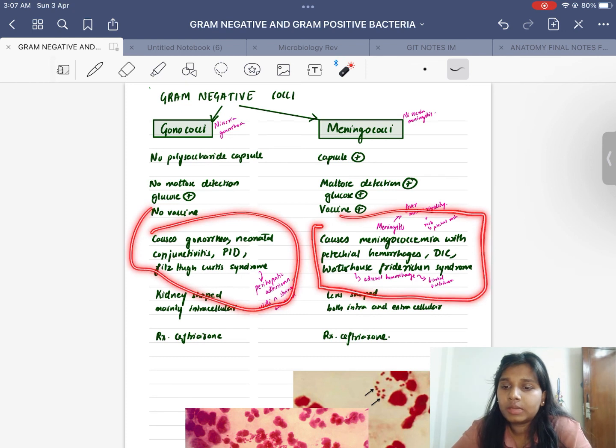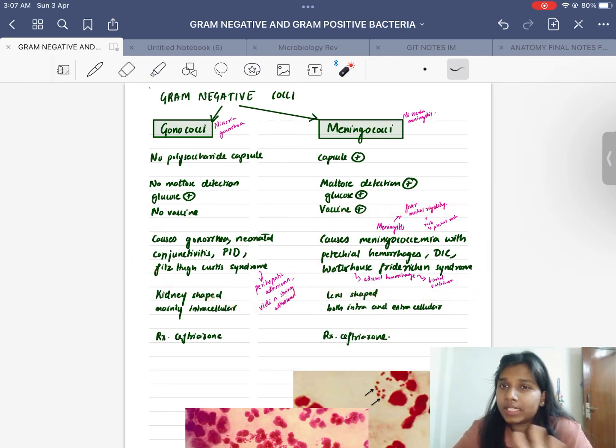So now we are done with gram-negative coccus. Believe me, only the bacteriology part you might find a little hard, but other than that, we can finish it soon.